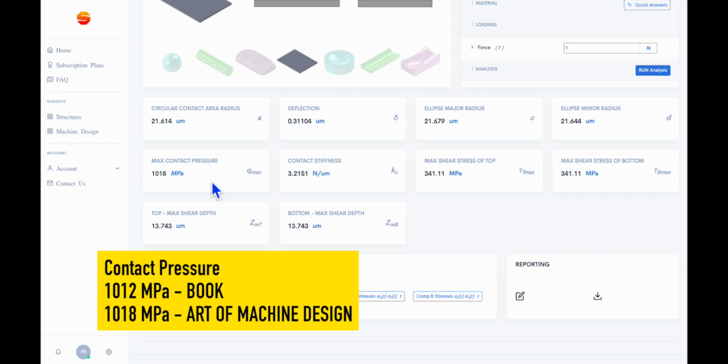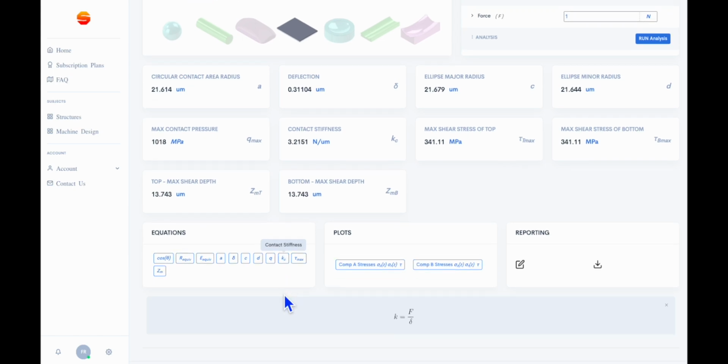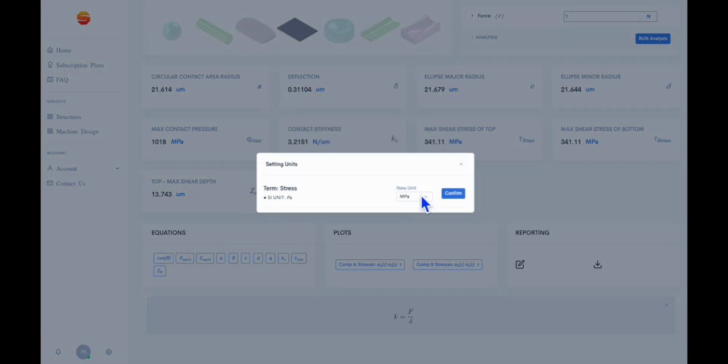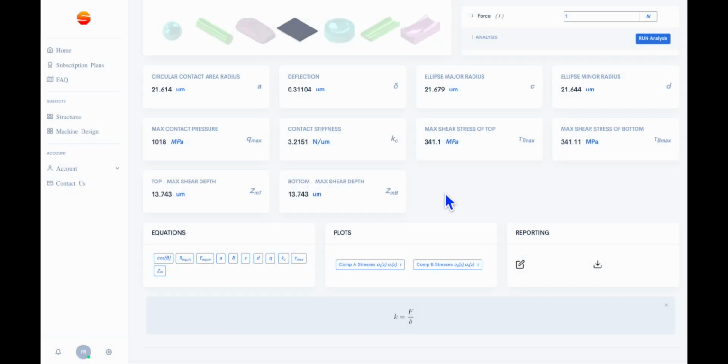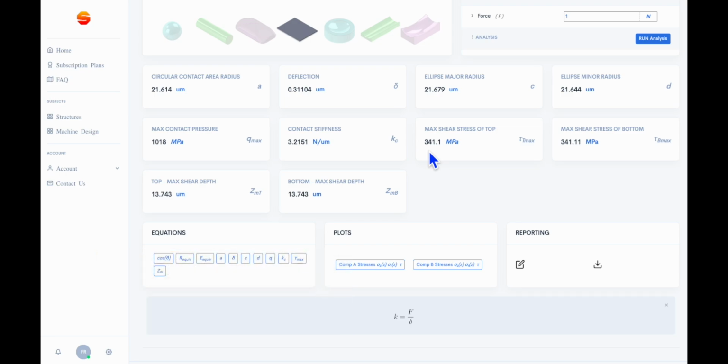That's perfectly reasonable. The contact stiffness, the way that we calculate it is by the axial force divided by the displacement. The book doesn't provide any information on that, but we do calculate the shear. So for the shear, put it in megapascals. We're calculating at 340 megapascals, 341. And the example in the book is 337. That's perfectly reasonable.